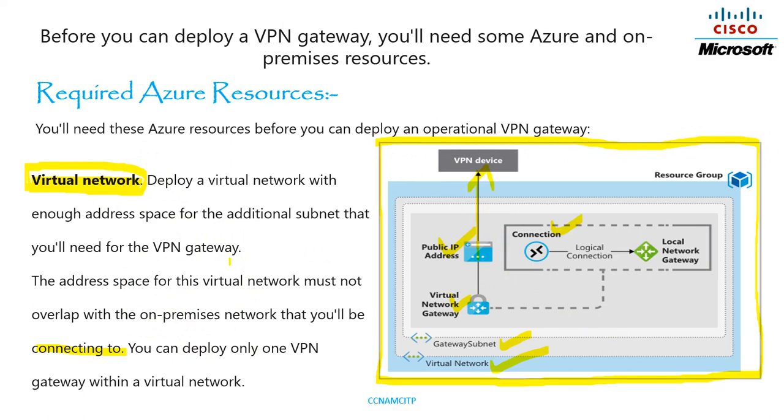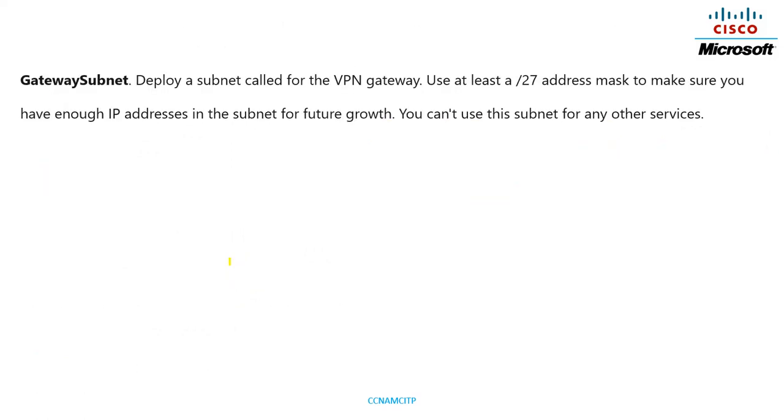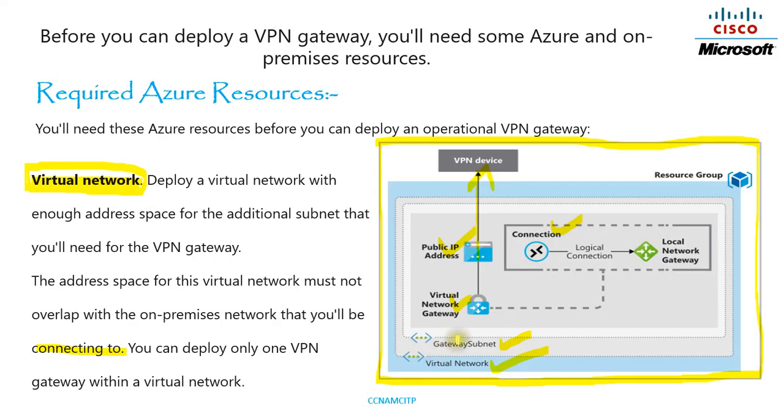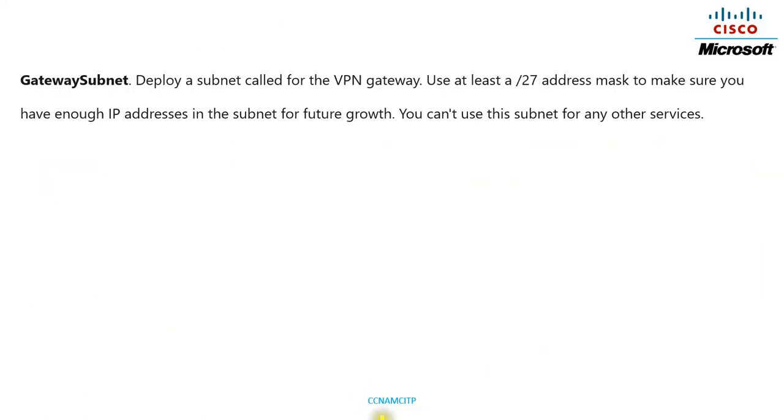Next we will see the required resource, that is the gateway subnet. You can see here, this is the gateway subnet. We saw the virtual network, and now we are going to see the gateway subnet. Deploy a subnet called GatewaySubnet for the VPN gateway. Use at least a CIDR /27 address mask to make sure you have enough IP addresses in the subnet for future growth. You can't use this subnet for any other service, so you should keep this separate.